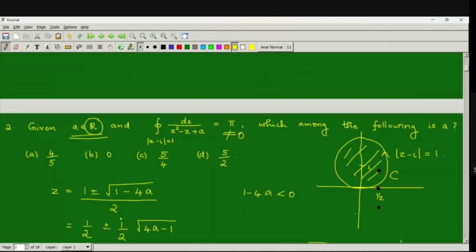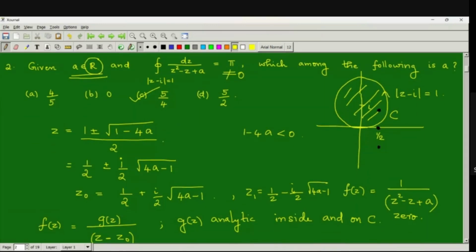See the option 5 by 4. Have everyone understood? Yes, ma'am. Okay.